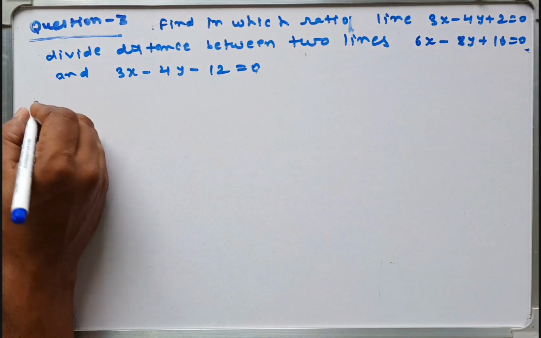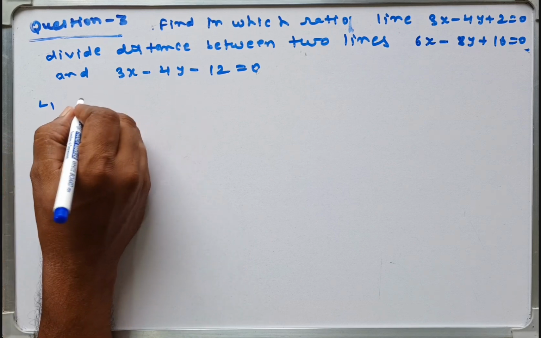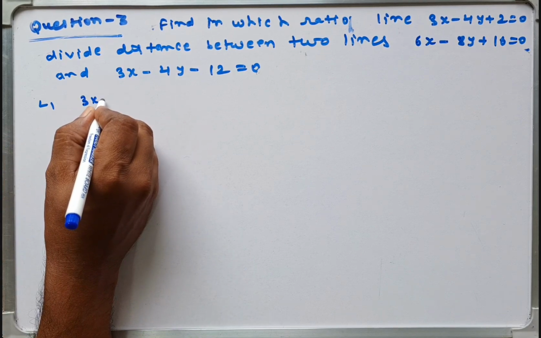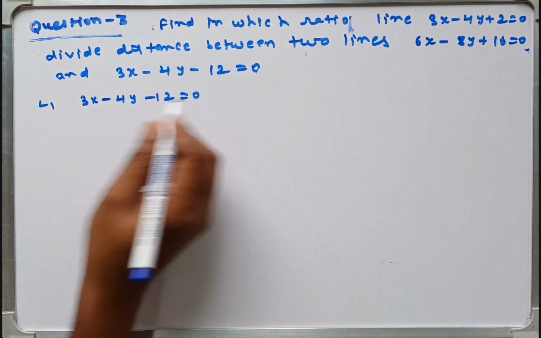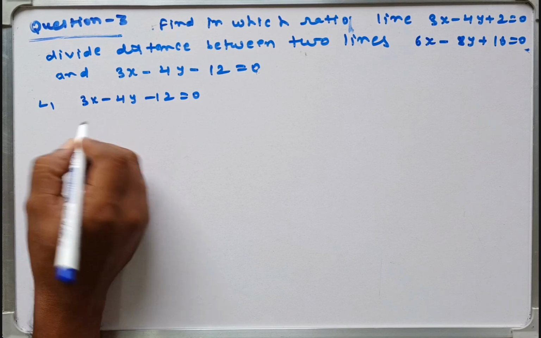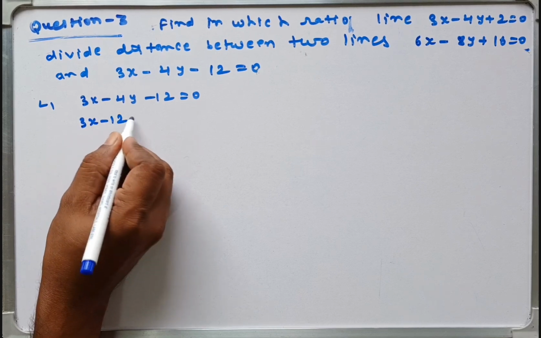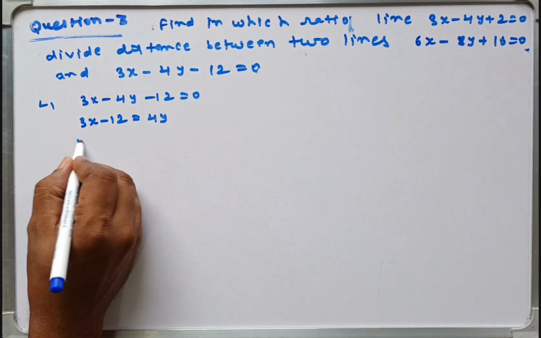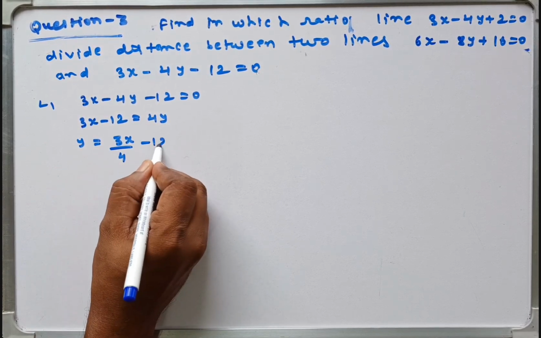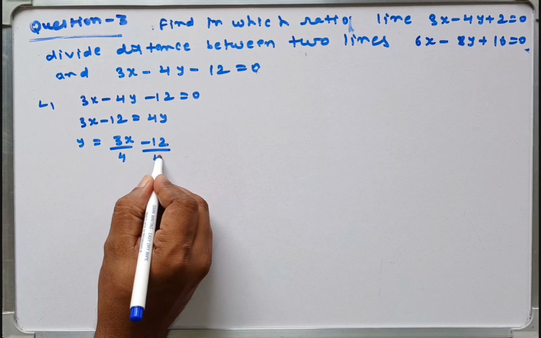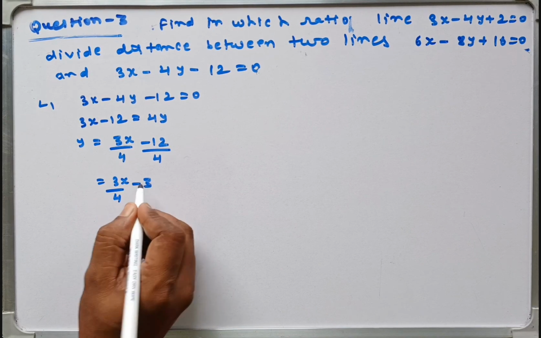So guys, here is the solution. Say this is the first line, 3x minus 4y minus 12 equals 0. If we write it in standard form, then this becomes 3x minus 12 equals 4y, then y equals 3x divided by 4 minus 12 by 4. So this is 3x by 4 minus 3.